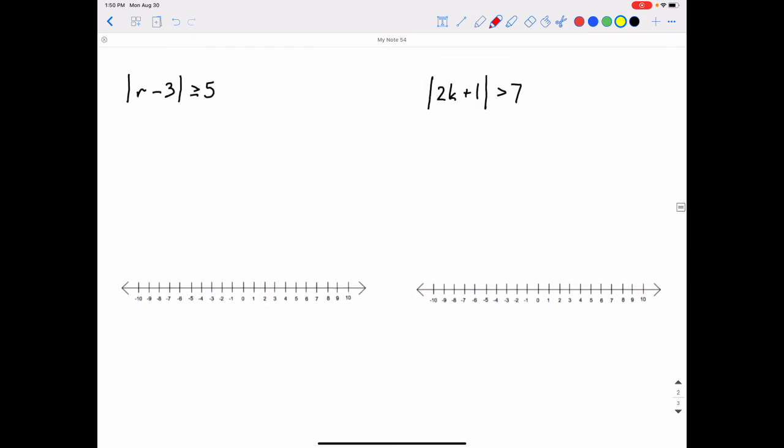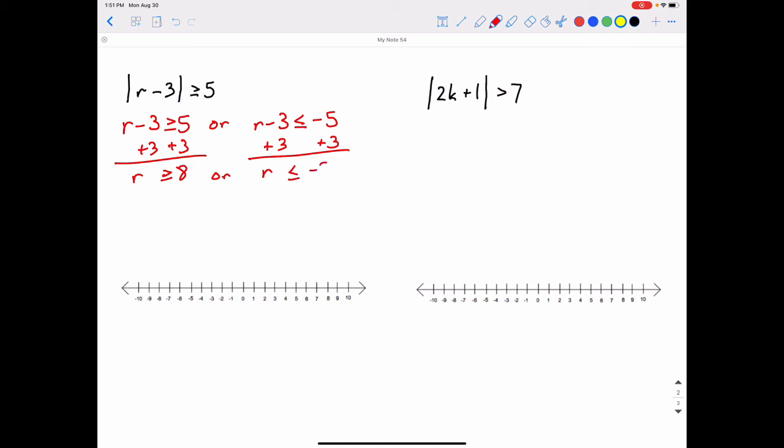So our absolute value of r minus 3 is greater than or equal to 5. So I am going to rewrite this. It'll be r minus 3 greater than or equal to 5, just like it's written without the absolute value bars. Since the original problem has a greater than symbol in it, we're going to use "or." r minus 3, flip the sign to point the other direction and make it negative 5. And then we solve both of those separately. So r is greater than or equal to 8, or, and on this side we'll add 3 again, r is less than or equal to negative 2.